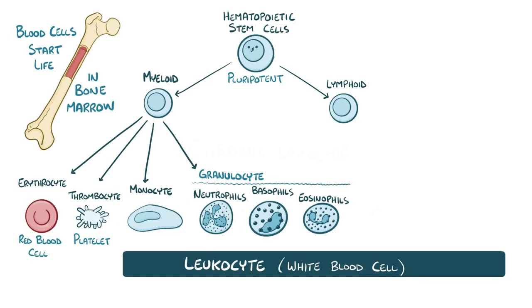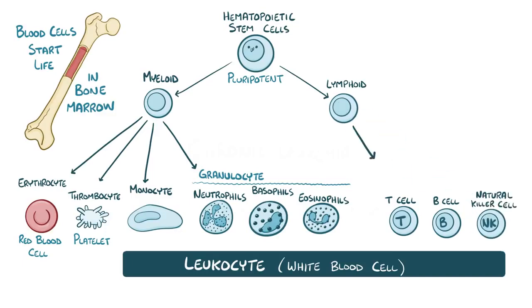If a hematopoietic stem cell develops into a lymphoid cell, on the other hand, it'll mature into some other kind of leukocyte, like a T cell, a B cell, or a natural killer cell, which are referred to as lymphocytes. Once the various blood cells form, they leave the bone marrow and travel around in the blood or settle down in tissues and organs like the lymph nodes and spleen.